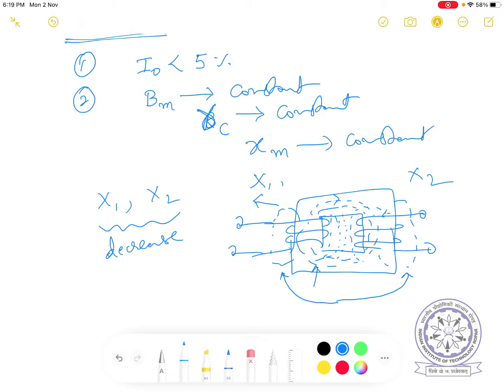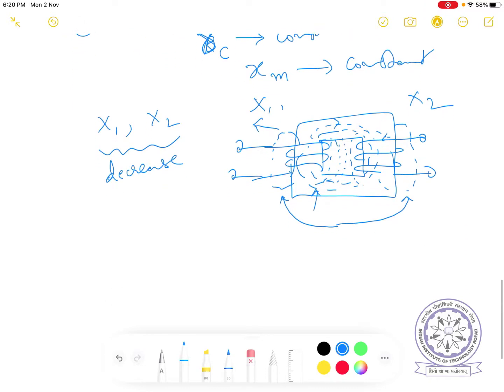If exciting current is neglected, or if no load current is neglected, the equivalent circuit is in fact a perfect equivalent circuit. So now these resistances and reactances of the windings are clear, I hope. What is remaining?